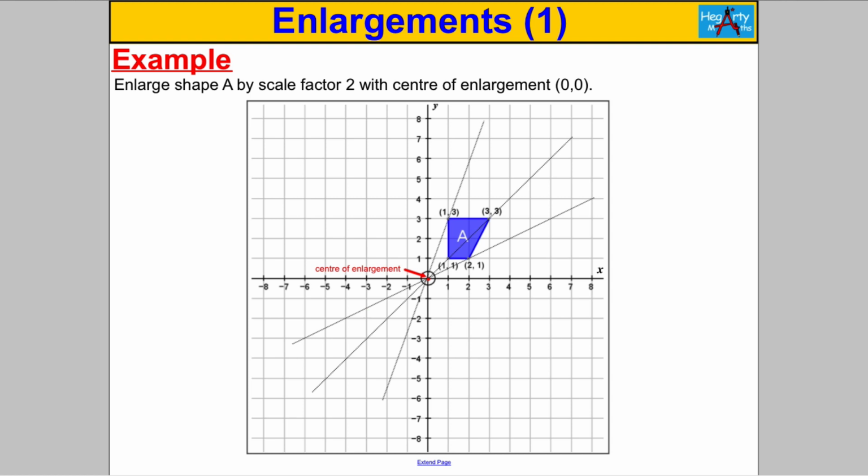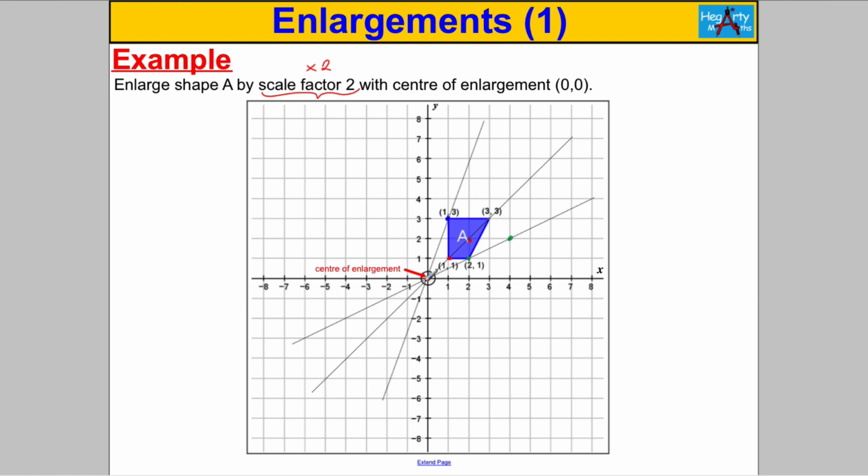Next, remember we've got a scale factor 2, so that means we're going to multiply any distances by 2, and for each of these vertices we're going to work out how far from the center. This one here is 1 right, 1 up, so we're going to double it. 2 right, 2 up. It's going to be there on the ray line. This one here is 2 right, 1 up. We're going to double it. 4 right, 2 up. This one here is 1 right, 3 up.